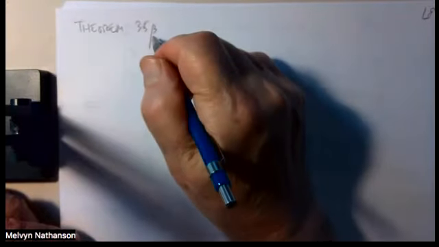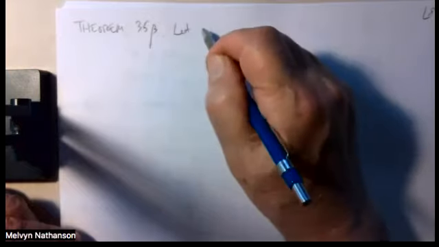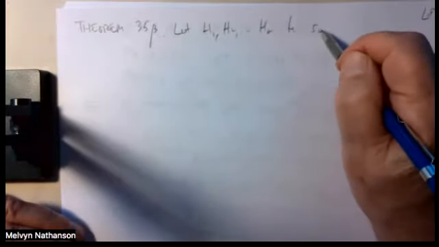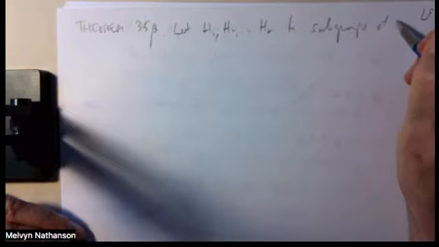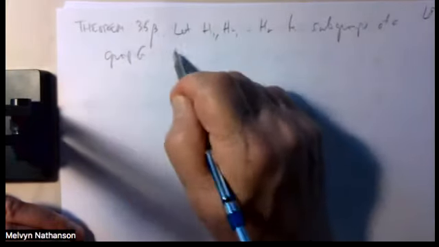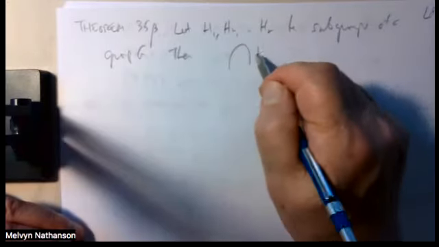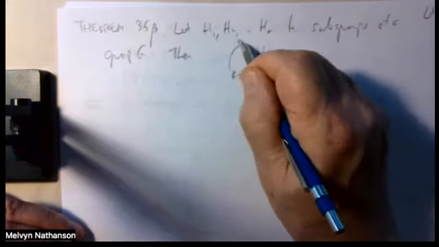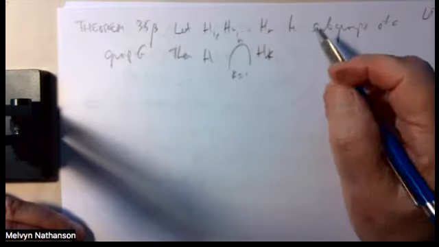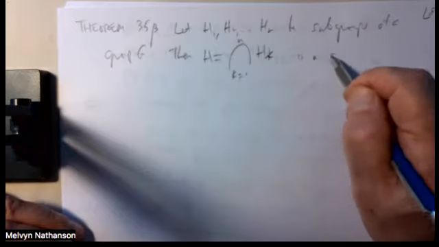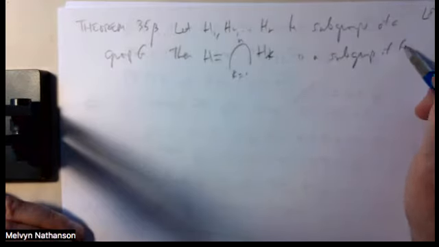This is the assertion in 35 beta. It says let H1, H2, up to Hn be subgroups of a group G. Then if I take the intersection of all of these subgroups, we call that H. This is a subgroup of G. So we want to prove that the intersection of subgroups is a subgroup.